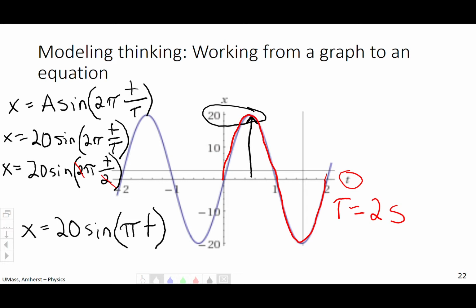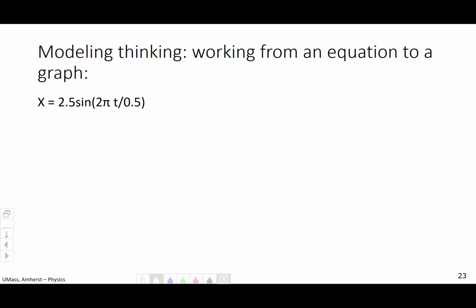If this was experimental data that you were measuring, actual displacement versus time, and then you put this into your graphing calculator, those two graphs would match.